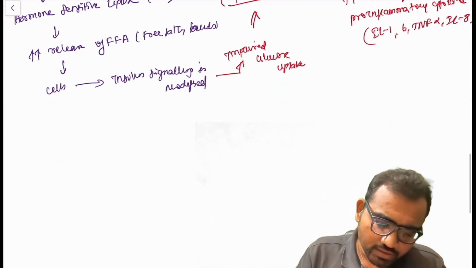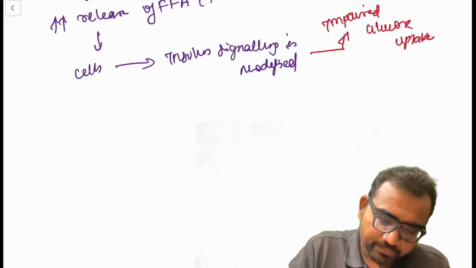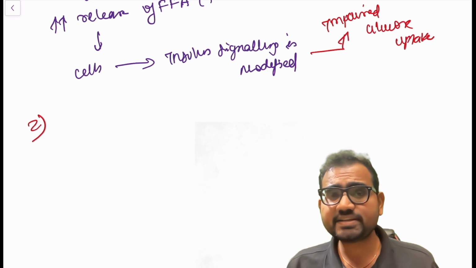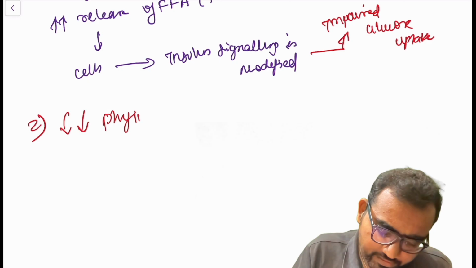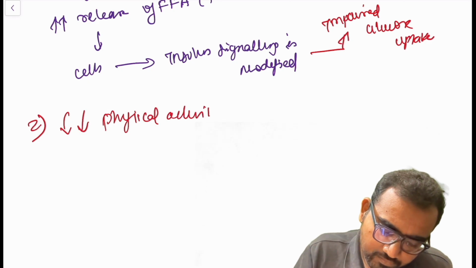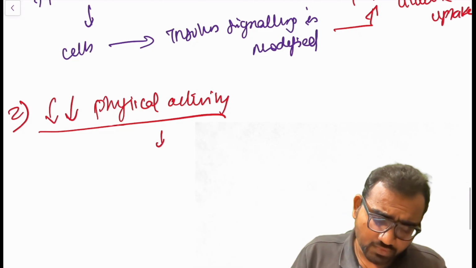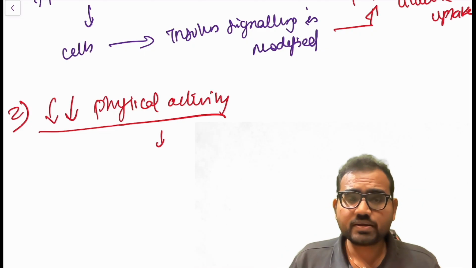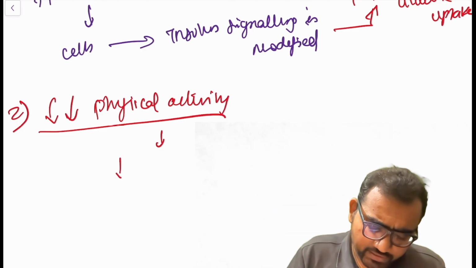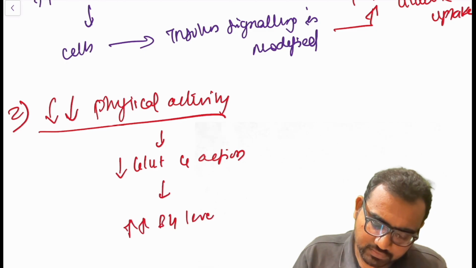Now, the next most common thing after obesity will be decreased physical activity. What happens when there is decreased physical activity is there is going to be decreased GLUT4 function. Whenever there is decreased physical activity, there is decreased GLUT4 action, and that is going to result in increased blood glucose levels.